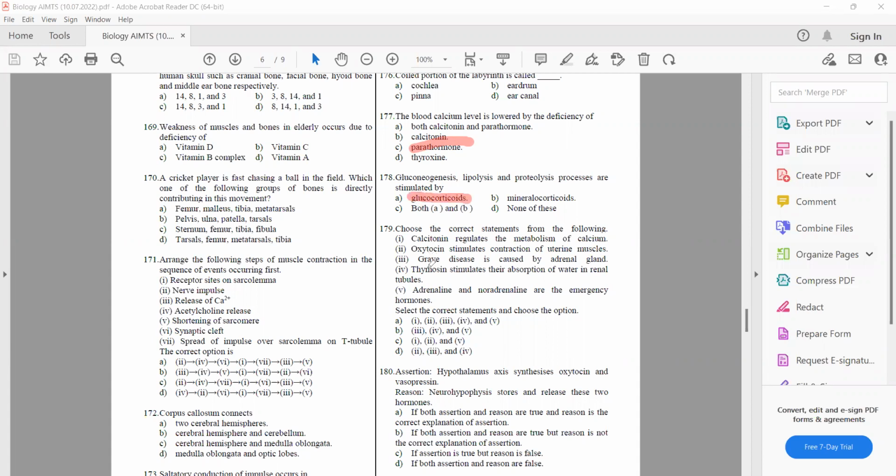179. Choose the correct statement from the following. Calcitonin regulates the metabolism of calcium. Yes, that is right. Oxytocin stimulates contraction of uterine muscles. Yes, that is also right. Graves' disease is caused by the adrenal gland. No, it is by the thyroid gland. Thymosin stimulates the absorption of water in renal tubules. No, this is done by vasopressin. Adrenaline and noradrenaline are emergency hormones. Yes. So in this question, the statements which are right are 3.